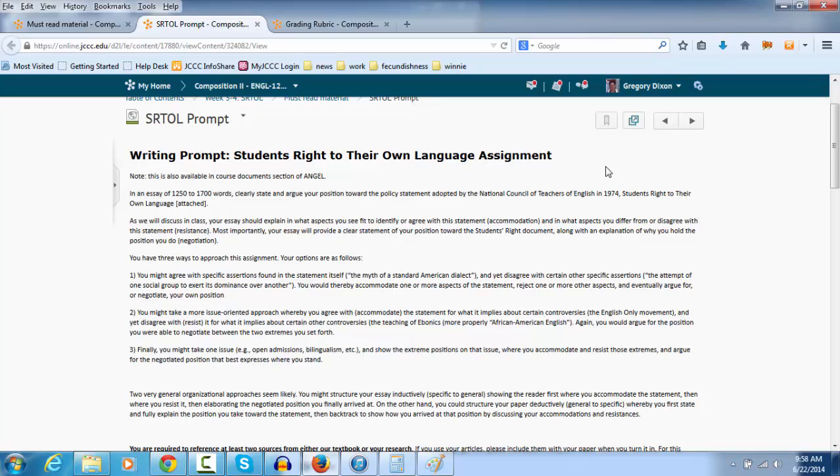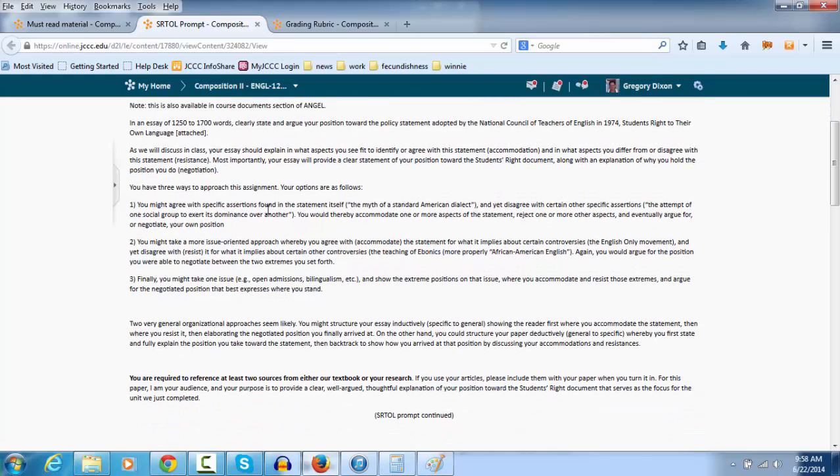But Stanley Fish, in that article you did your reading log on, says we've got to get rid of this orthodoxy, this idea of students' rights to their own language. This gives you three options, three suggestions on how to approach the paper. I don't know if they're really the only three possible ways to approach the paper, but they give you a foothold, leverage into the paper.